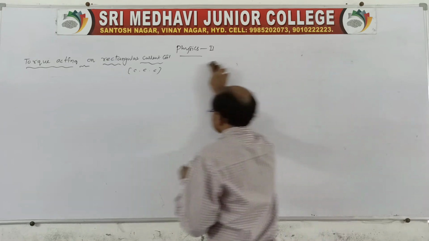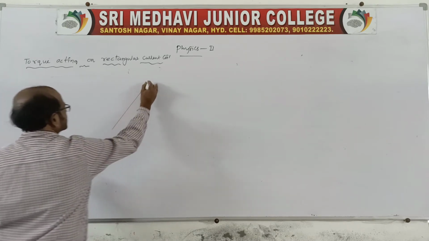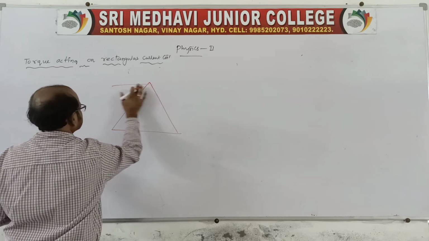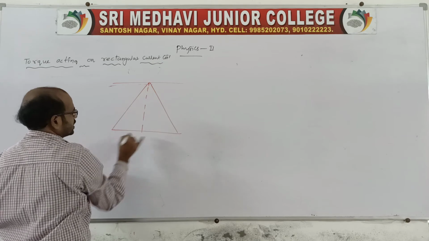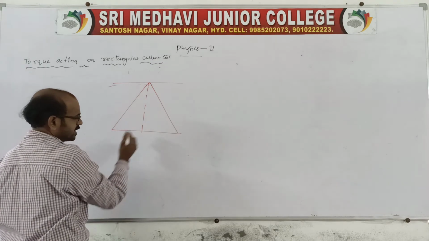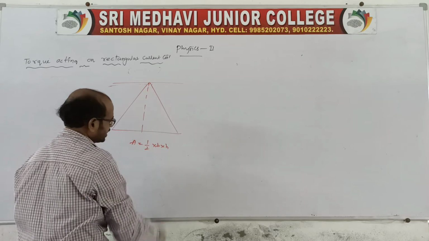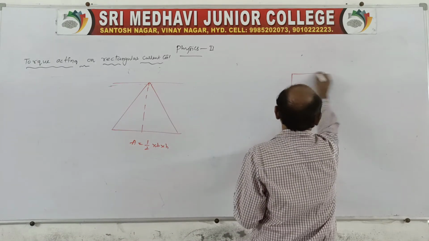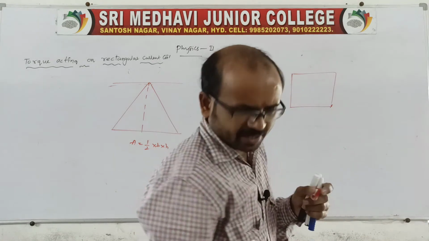Is it okay? Now I'll show you. Suppose a triangle is suspended in a uniform magnetic field, suspended like this, right? See, here we can say base into height. So area of the coil is half into base into height. We can take it like this. Suppose a square coil is suspended, you say the length is L or A or something like that.